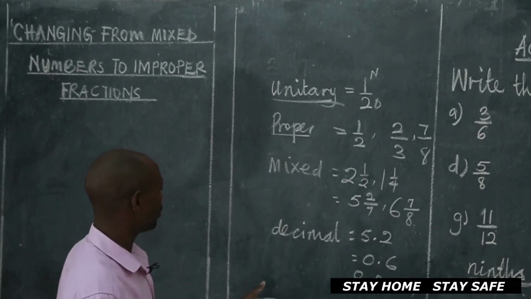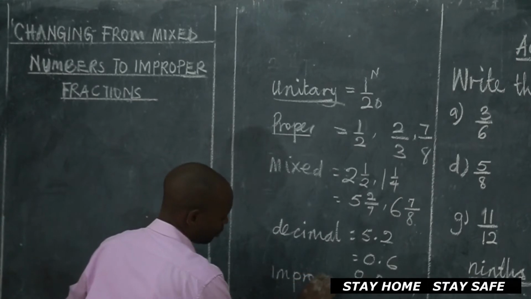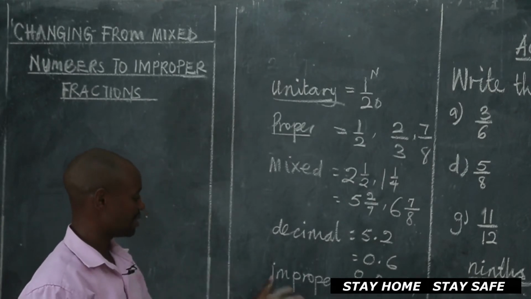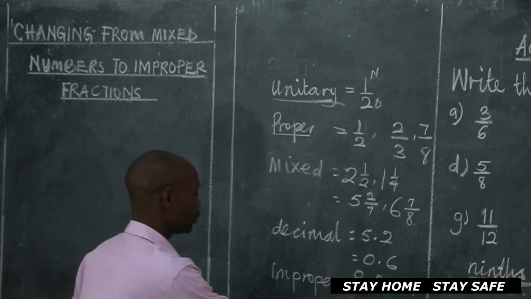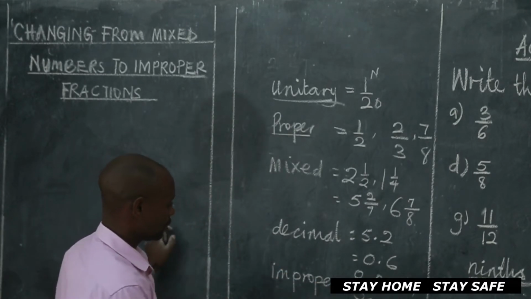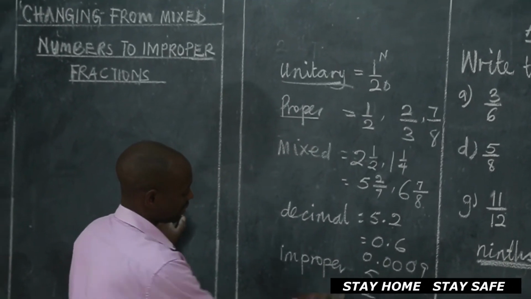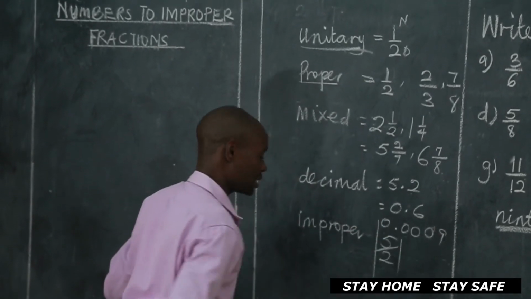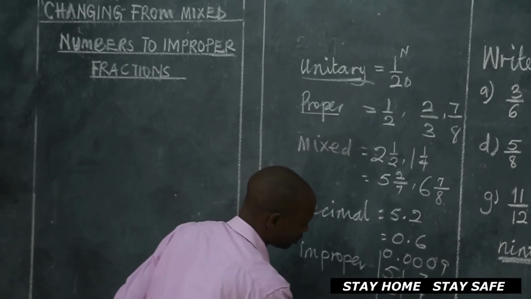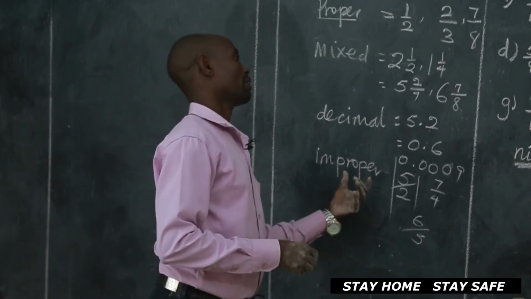Then we have what we call improper fraction. Improper fractions are fractions whose numerator is bigger than the denominator. For example, we can have 5 out of 2. 5 out of 2, 5 is bigger than the denominator. Okay? So this one qualifies to be an improper fraction. We have 7 out of 4. We have 6 out of 5. As long as the numerator is bigger, then that one becomes an improper fraction.